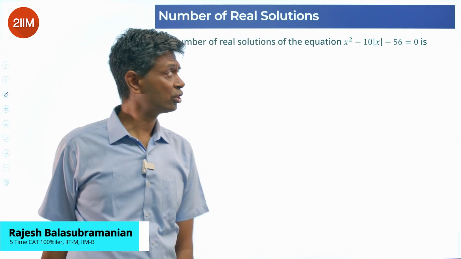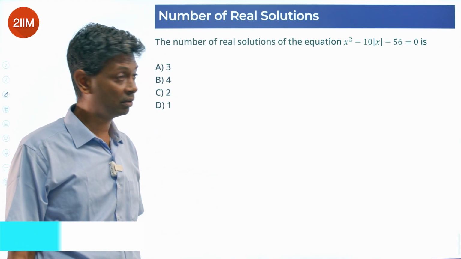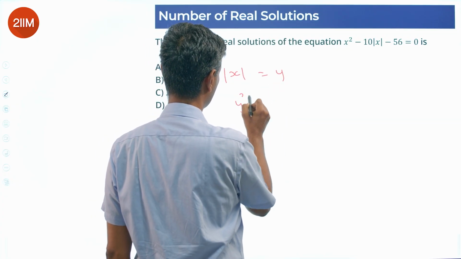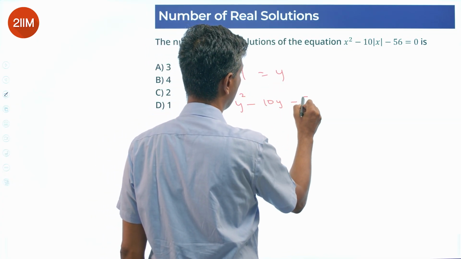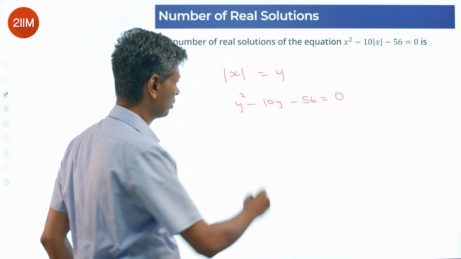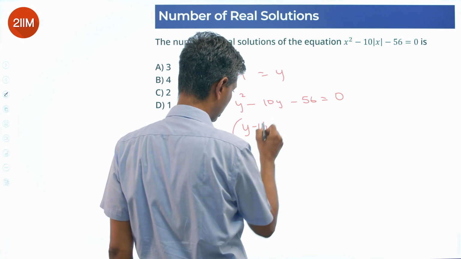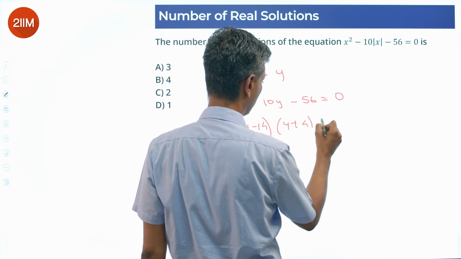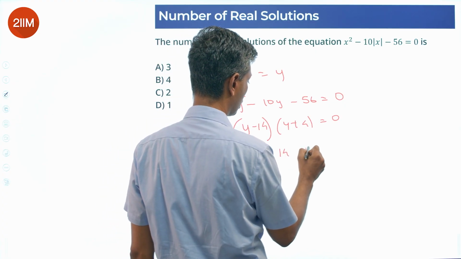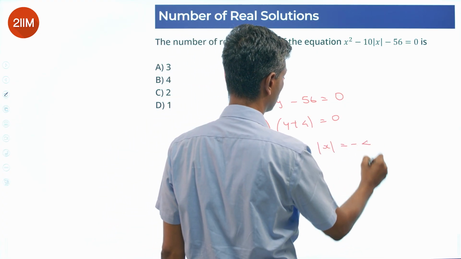The number of real solutions to the equation x² − 10|x| − 56 = 0. Put |x| = y. This is y² − 10y − 56 = 0. Minus 14 and plus 4: (y − 14)(y + 4) = 0. |x| is 14 or |x| is −4.